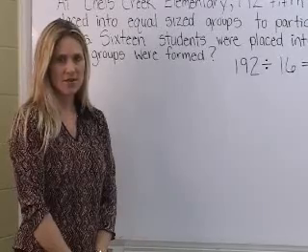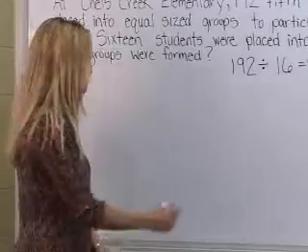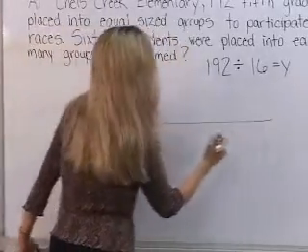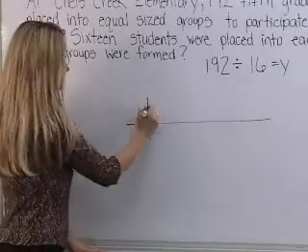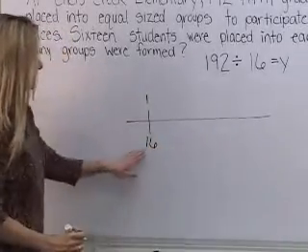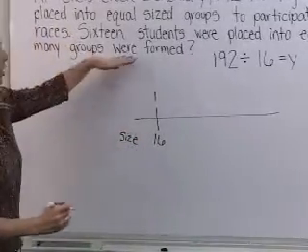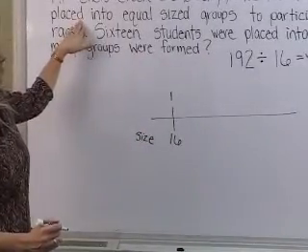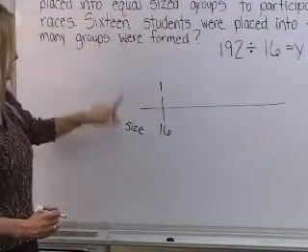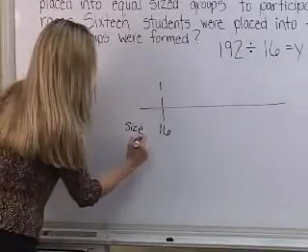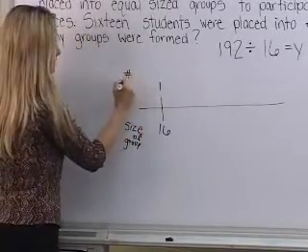A ratio table is a very helpful model in understanding division and in determining unknown quotients. A ratio is a comparison between two quantities. In this instance, if we consider that the size of the group is 16 from our problem, we have students that were placed into equal size groups, and 16 students were placed in each group. The size of the group, 16. And this representing the number of groups.